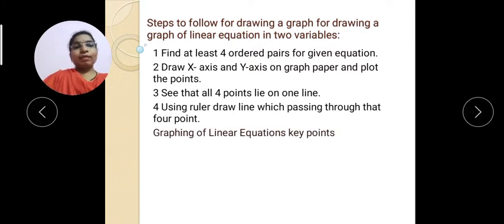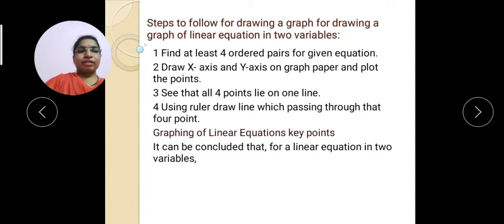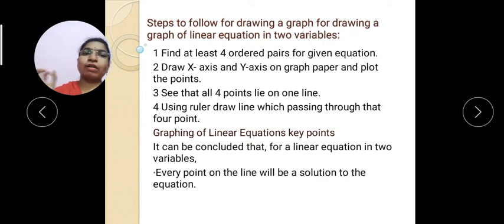Now, a very important key point related to your linear equation. It can be concluded that for a linear equation in two variables, every point on a line will be a solution to the given equation. Every point. It is not compulsory to have only 4 points, other than 4 points also. On a line, how many points are there? Infinite. So every point on a line will be a solution of the given equation.